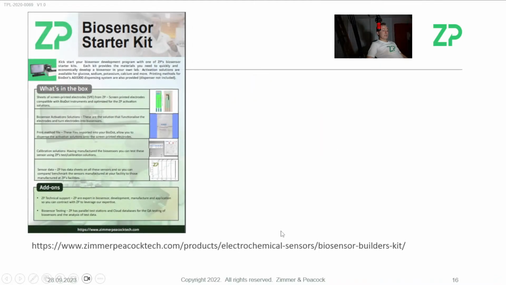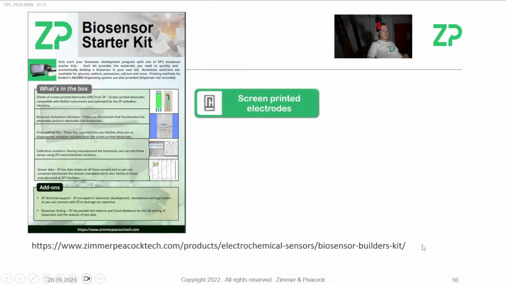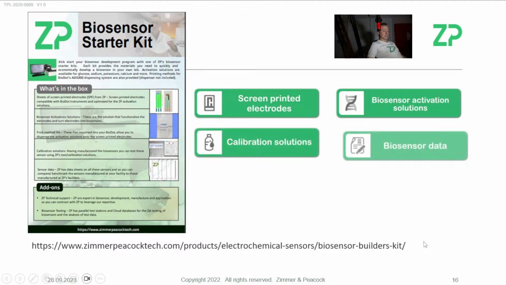Question number 2 is about Biosensor. So this is something that we have on our website. I've put a link to it here. And when you read it, it says screen printed electrodes, biosensor activation solutions, calibration solutions, and biosensor data. This Biosensor starter kit has quite a price on it. It's about €2,000.